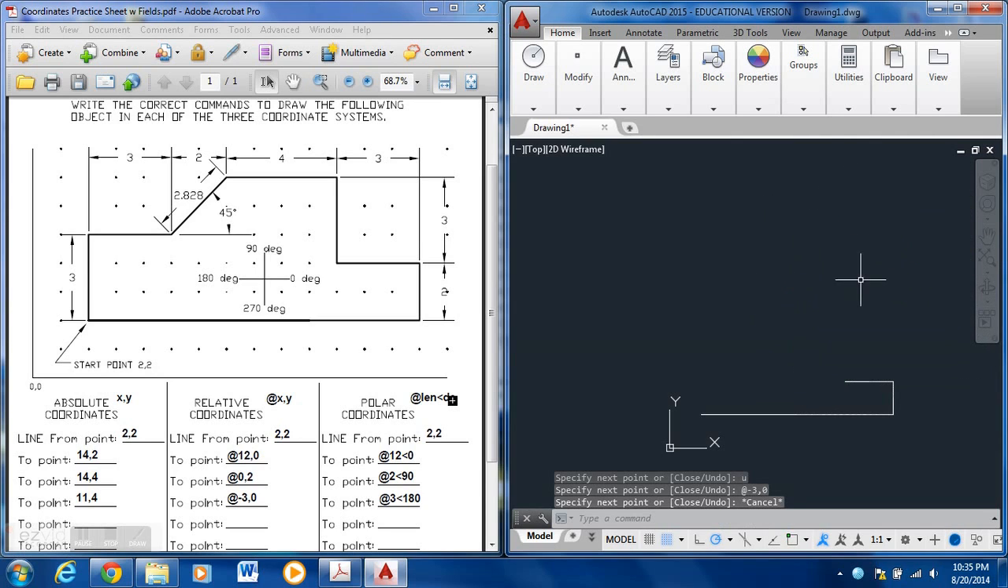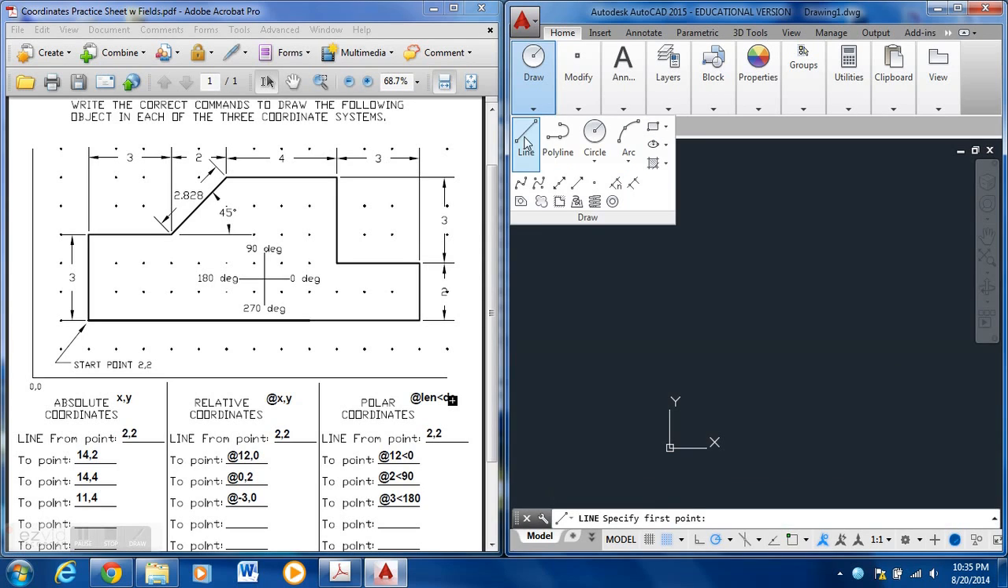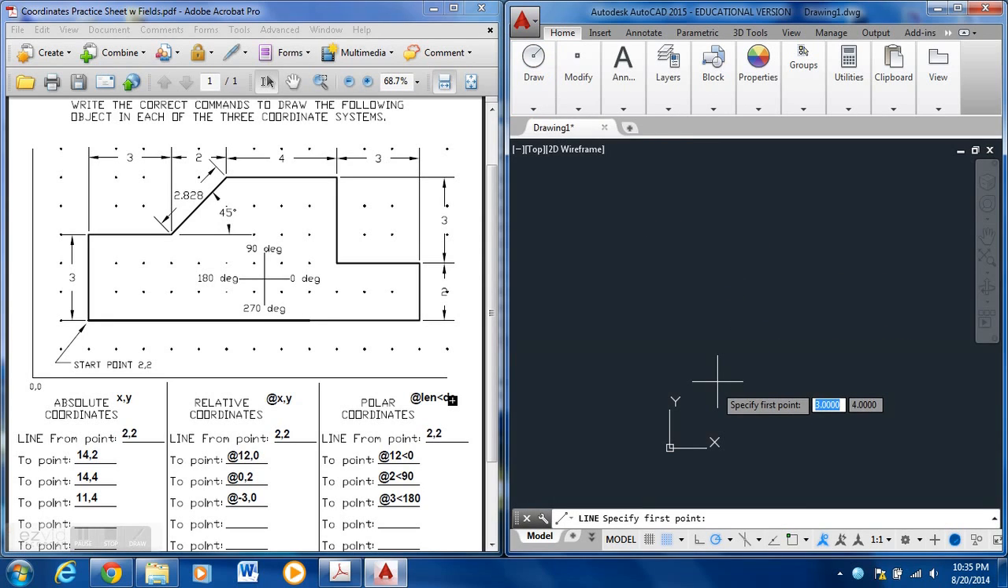Now I'm just going to escape out of the line command, and I'm going to go to my modify menu. Actually, I'll just do it this way. I'll just box everything and hit the delete key on my keyboard, and I'm ready to start fresh with polar coordinates. So I'm going to select my line command again. I'm going to type in 2,2 to start.